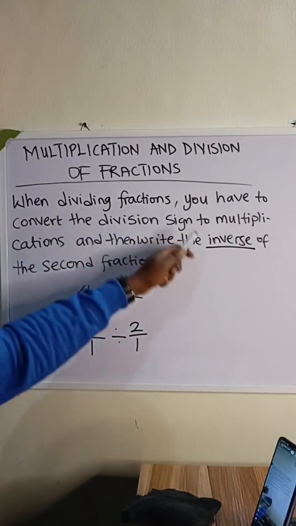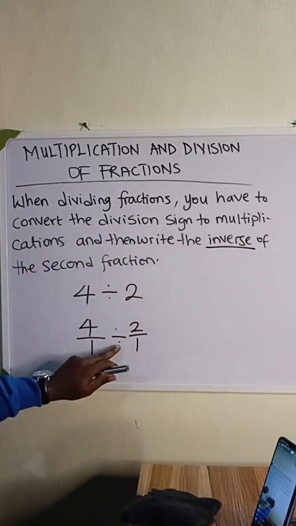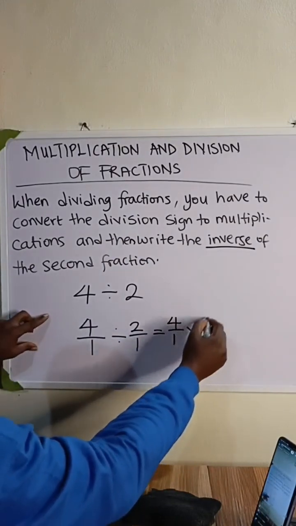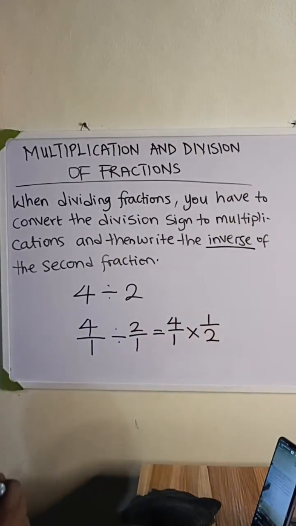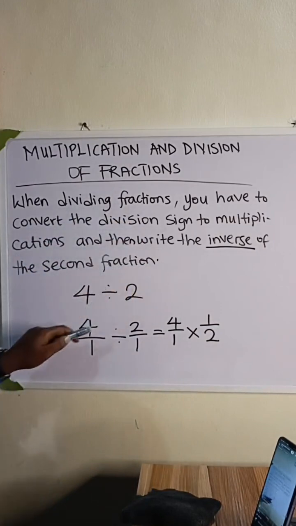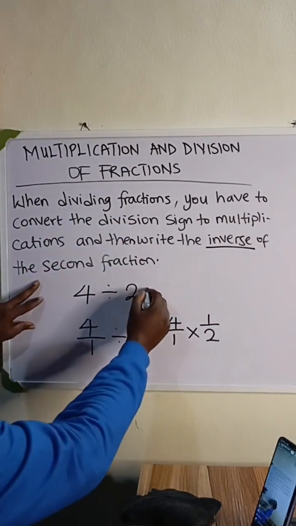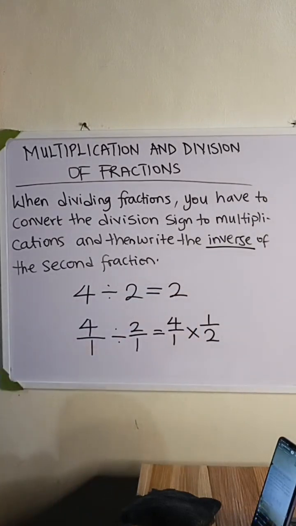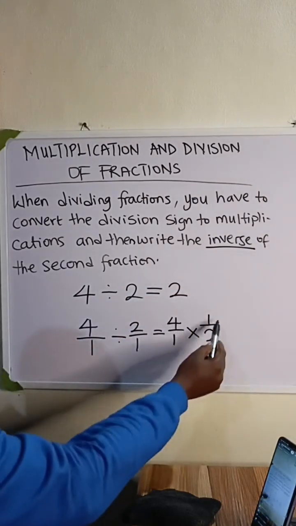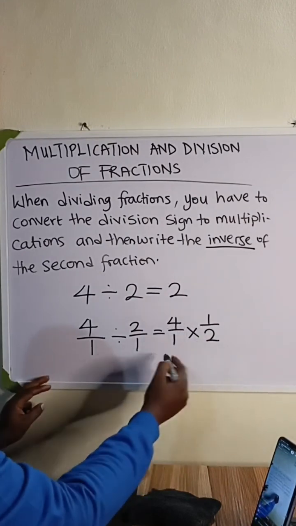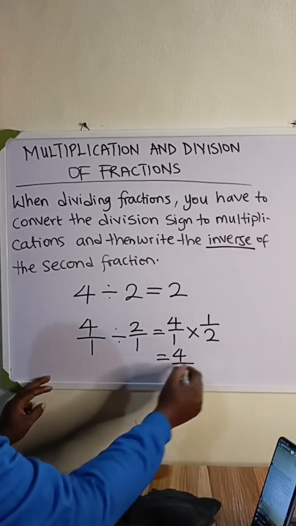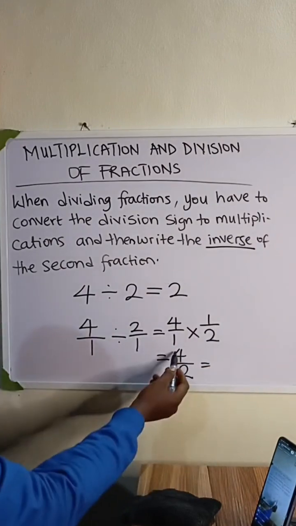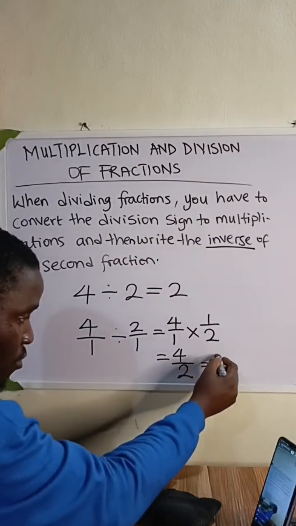But now let's follow this process. If you turn this to multiplication, you're going to have 4 over 1 times 1 over 2. We are applying this process to confirm 4 divided by 2 is equal to 2. So just as we did in multiplication, you multiply the numerators, multiply the denominators. 4 multiplied by 1 is equal to 4. 1 multiplied by 2 is equal to 2. So 4 divided by 2 is 2.